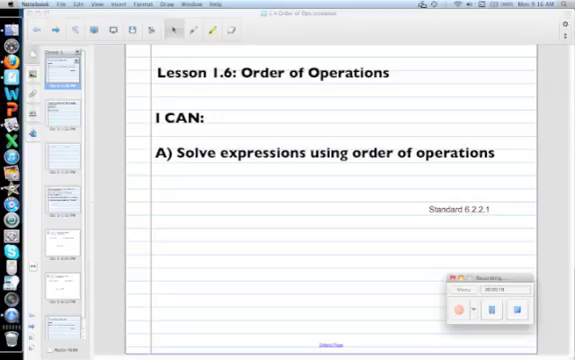So tonight we worked with order of operations, and by the end of this lesson, you should be able to solve expressions using order of operations.